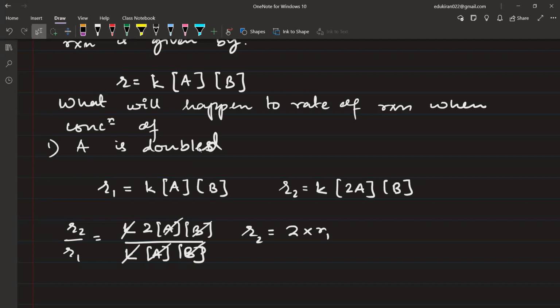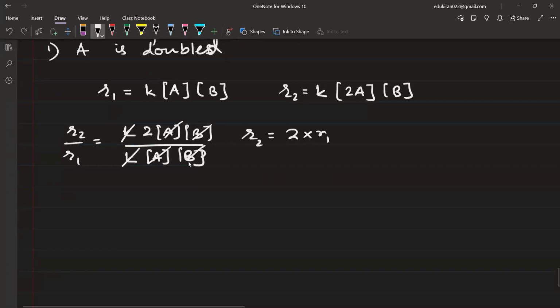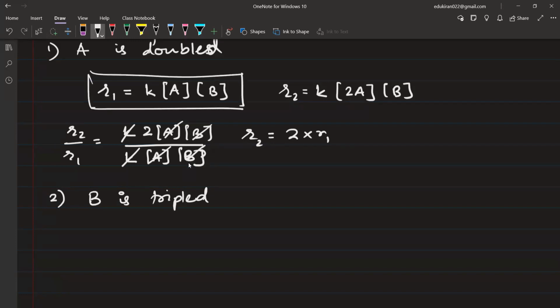Got this? Yes or no, please tell me. Yes, sir. Similarly, देखिए सेकेंड केस में बताइए, if B is tripled, इसी तरह करके बताइए. The only thing that you are going to do is this is going to be the R1 always. R2 में क्या होगा? B की जगह 3B हो जाएगा. And tell me what will be the change in the rate of reaction.